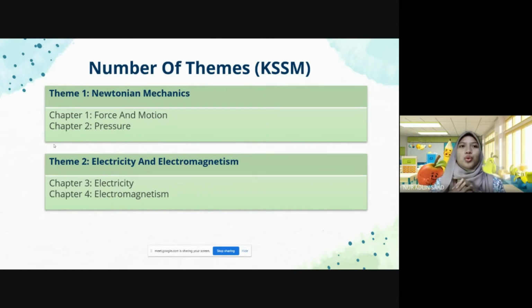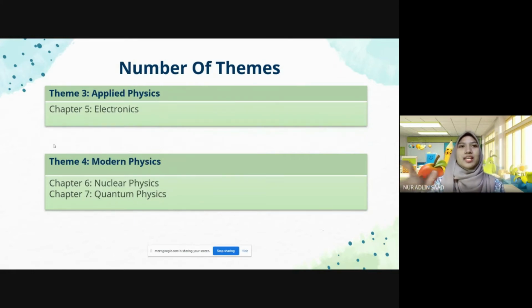In theme 2, electricity and electromagnetism, they have two chapters, the same as theme 1, but different topics. Chapter 3 is electricity and chapter 4 is electromagnetism. Next, theme 3 only has two chapters for applied physics, which is electronic, and theme 4, modern physics, which also has two chapters, which are nuclear physics and quantum physics for chapter 7.